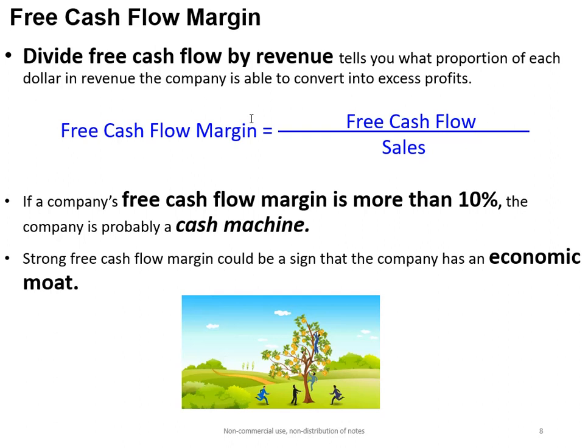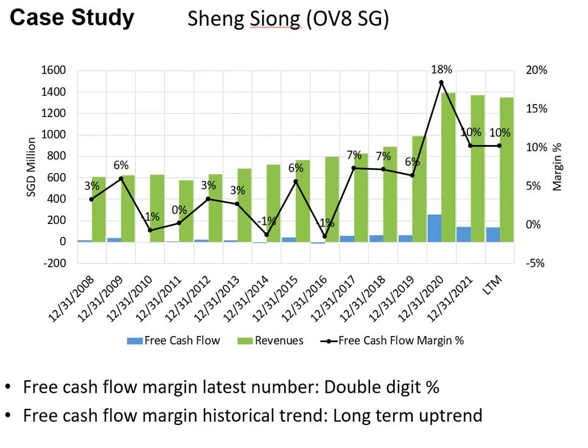They can pay you dividend, or they can acquire other companies. They can grow the company even further. So strong free cash flow margin is a sign that the company has an economic moat. This is something we want to see for our long-term investment. Okay, let's study Sheng Siong.